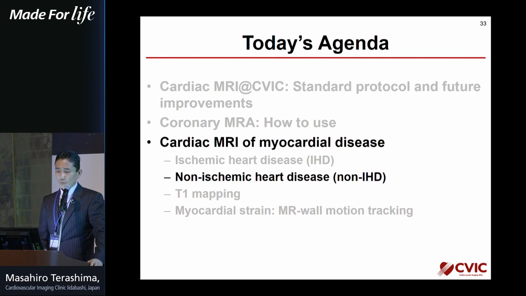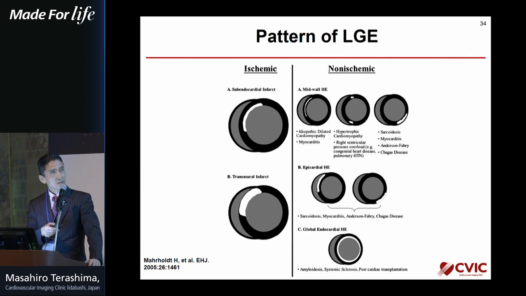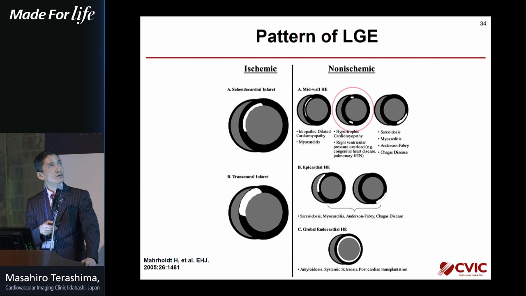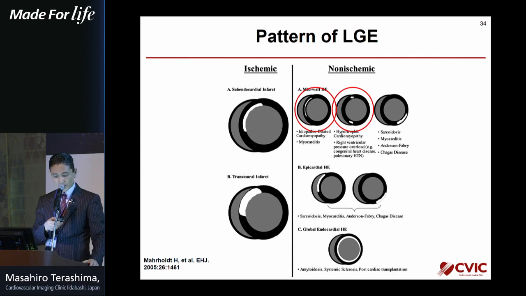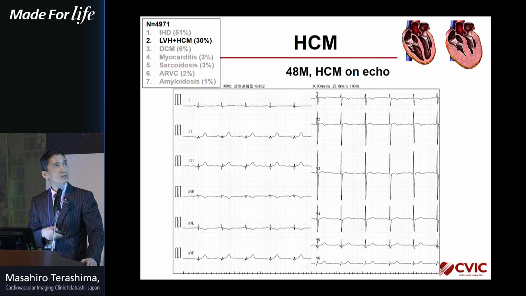And it's relatively straightforward to make a diagnosis, but it's very difficult to make a diagnosis for non-ischemic heart disease because there are so many patterns of myocardial enhancement. So I'm just going to focus on three parts. One is hypertrophic cardiomyopathy, where we very frequently see enhancement at the RV insertion point. The next one is mid-wall enhancement in dilated cardiomyopathy. The third one is sarcoidosis or any inflammatory disease. The LGE is everywhere.